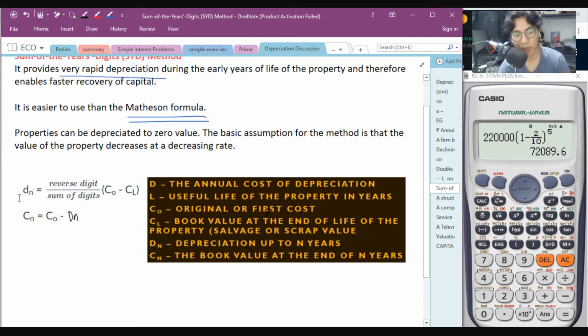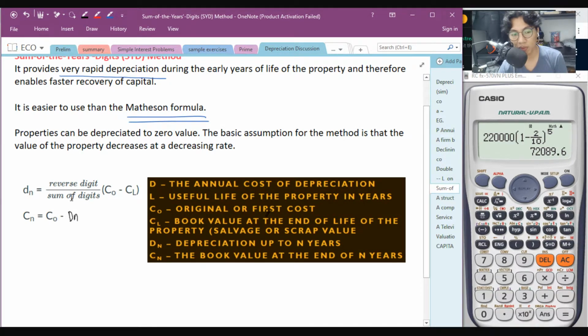So, yung DN. In depreciation at a given time, yung reverse digits nung ilang years na meron ka, kung 10 years, ano ba yung reverse digit niya? Hanggang ilang taon mo kukunin? Okay? Baliktad. 1, 2, 3, 4, 5, 6, 7, 8, 9, 10. Hindi. Re-reverse mo. 10, 9, 8, 7, 6, 5, 4, 3, 2, 1.